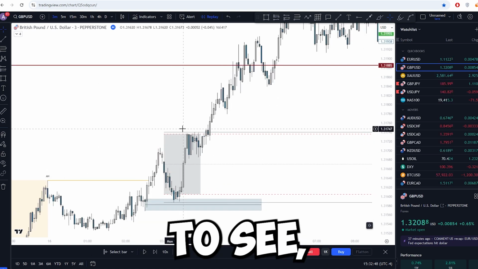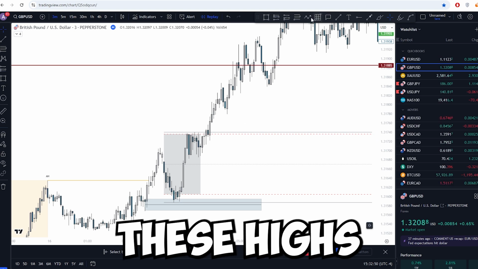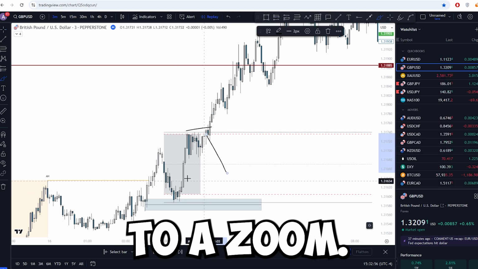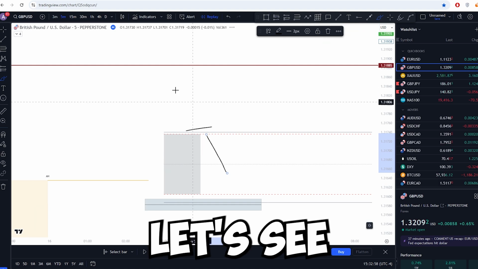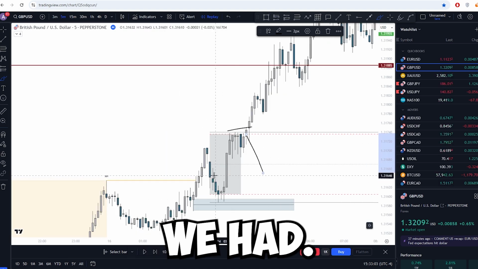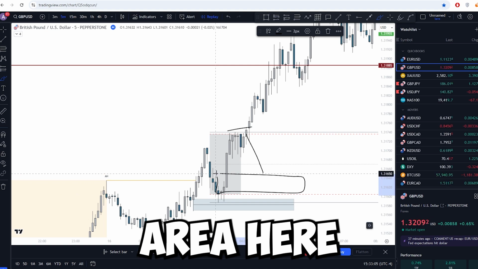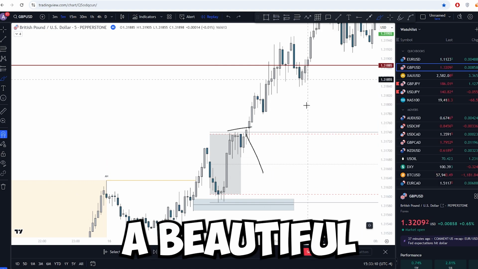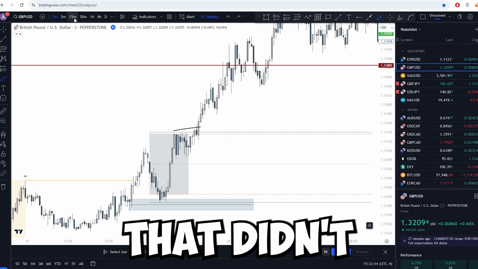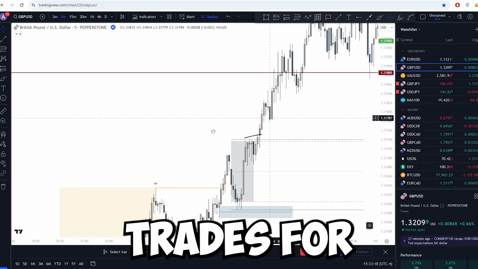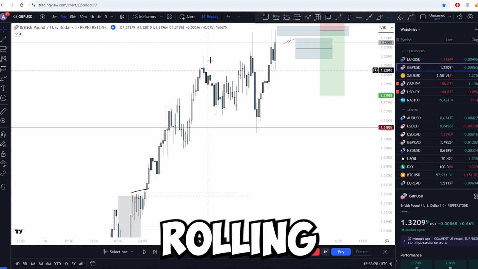We wanted to see a break of these highs, pull back to a zone. If not that one, let's see what the 5-minute looks like. Yeah, I think this is the one we had. So maybe pull back to this area here and then take off to the upside. That would have been a beautiful trade. However, that didn't happen. So no valid trades for London. Price kept on rallying to the upside.